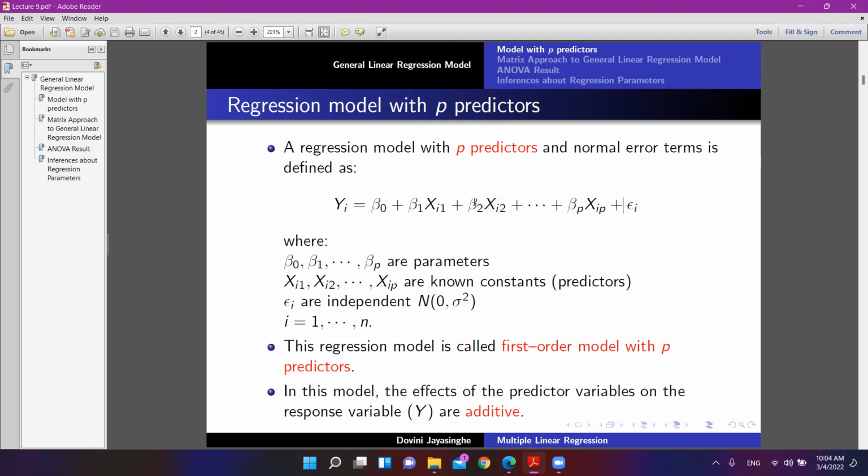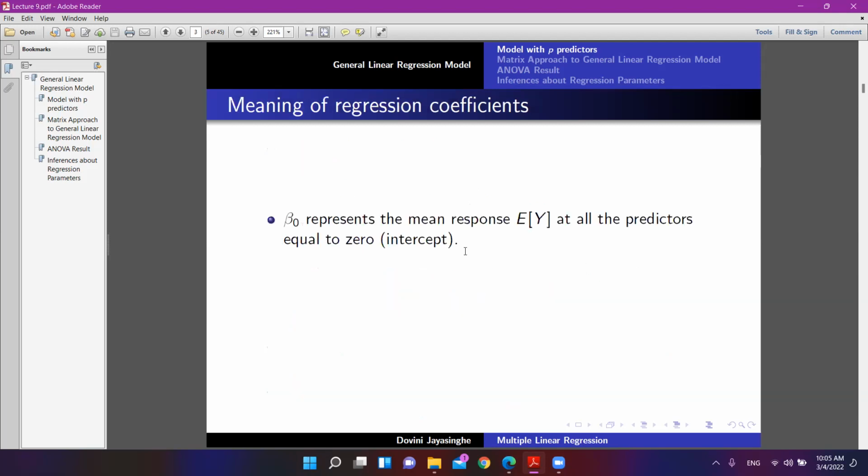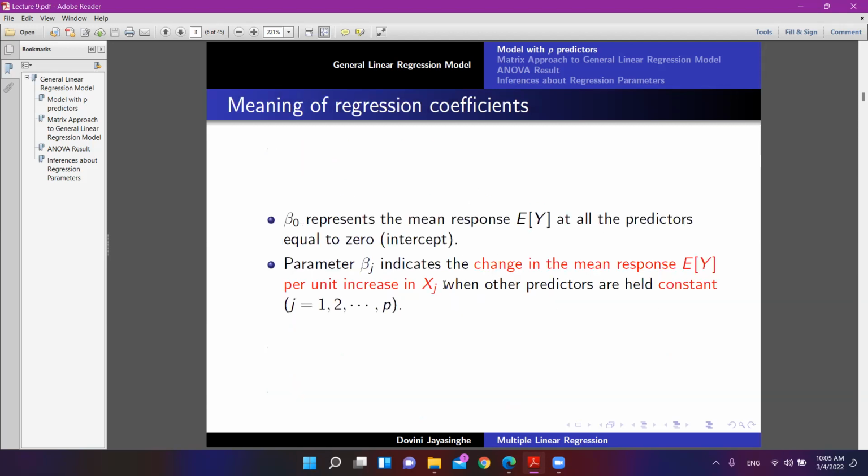Right? If we are talking about beta 2, we have to say a unit increase in x2 will give an increase to y in beta 2 units. It could be an increase or decrease, it depends on this sign. Y is increased in beta 2 units when all the other predictors are held constant. So that is the most important part here.